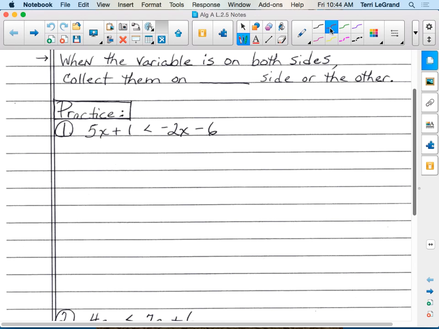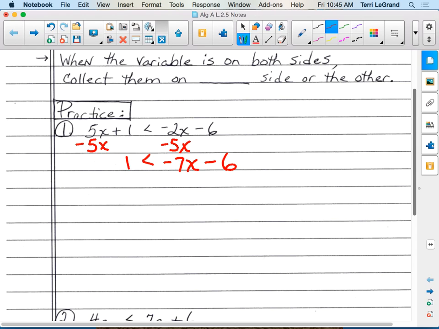What would I do to get rid of the 5x? Instead of working with the negative 2x, I want to work with this. I want to get this off of this. We'd have to subtract 5x from both sides. So what would be left over here? 1. And what's negative 2x take away 5 more x's? Negative 7x. Negative 7x and minus 6. Is there anything wrong with that? No.